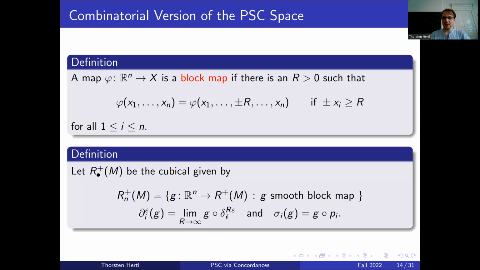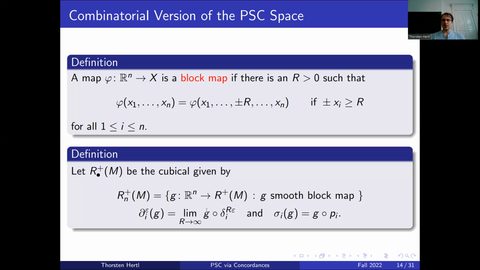The face maps here can again be thought of as just restricting to some face, but since we do not know on which cube R the block map is uniquely determined, we cannot simply choose an arbitrary R, but we want to make it independent of this choice. And this is the reason why we take the limit R to infinity. Nevertheless, you should think of these face maps just as a restriction to some hypercube, maybe at infinity if you like. And the degeneracy maps, they do not change. It's just extending the map constantly towards the new direction.